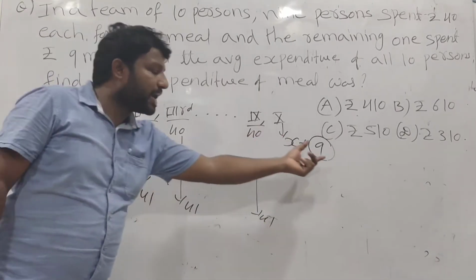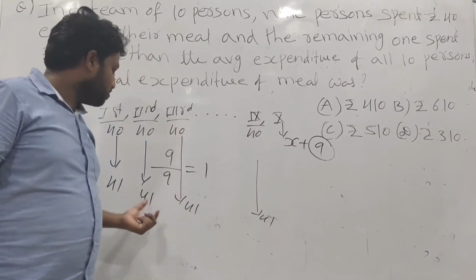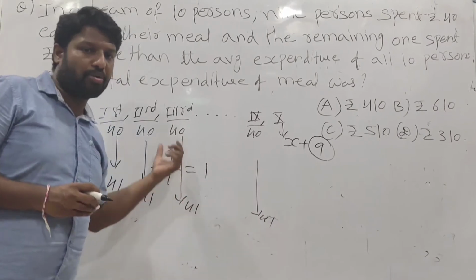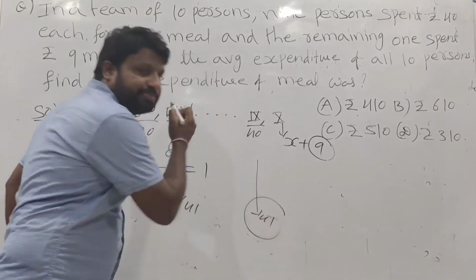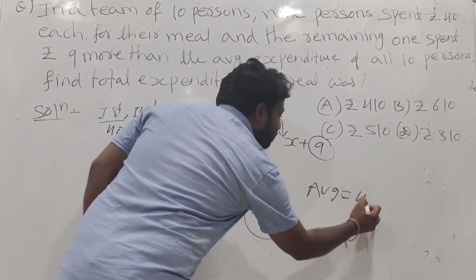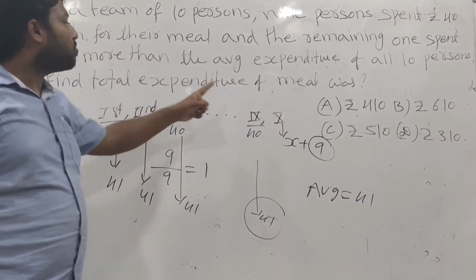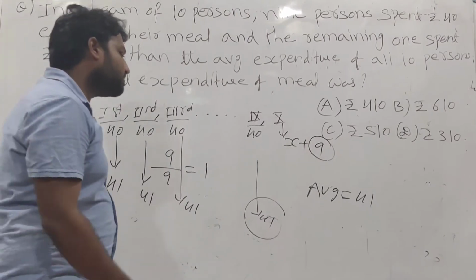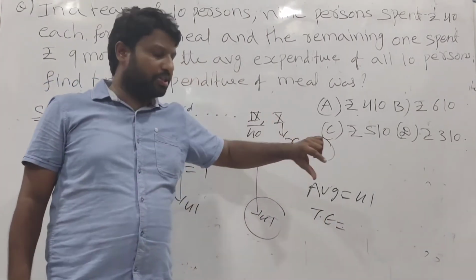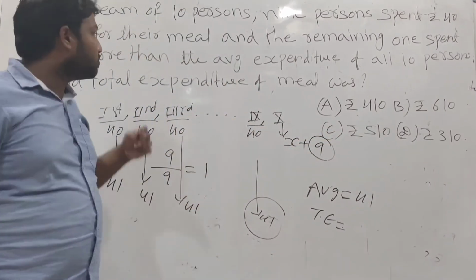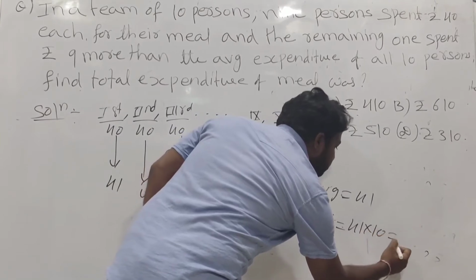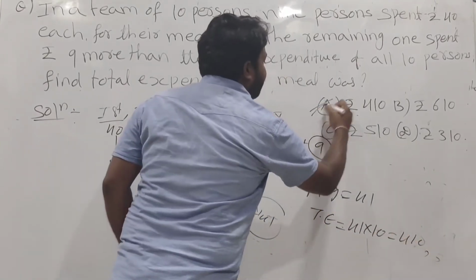This extra 9 has been spent by all these 9 people. So each person 41, 41, 41, 41. Then how much will the average become? 41. Okay, average will be 41. So average is equal to 41. Now what they have to find is the total expenditure of the meal. So total expenditure is equal to, average means each person is spending 41 rupees. So total how many people are there? 10 people are there. So 41 into 10.